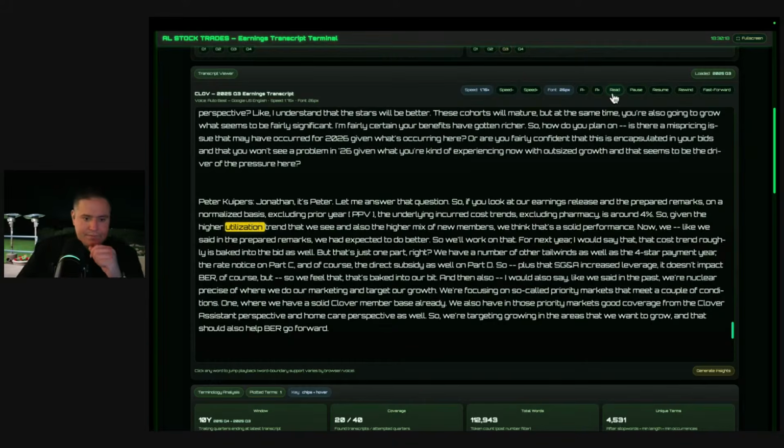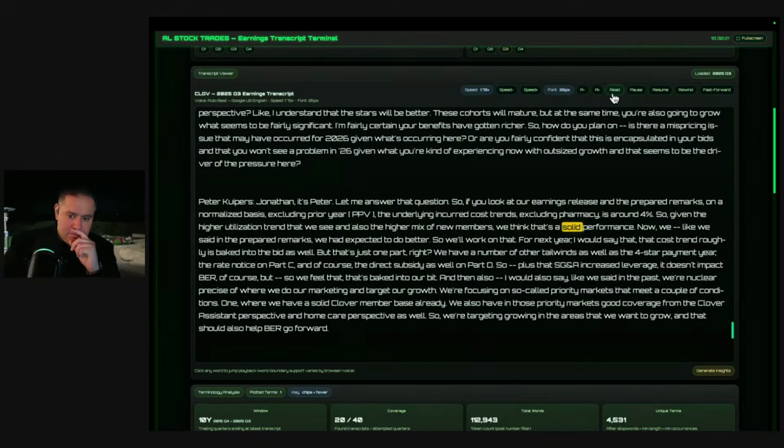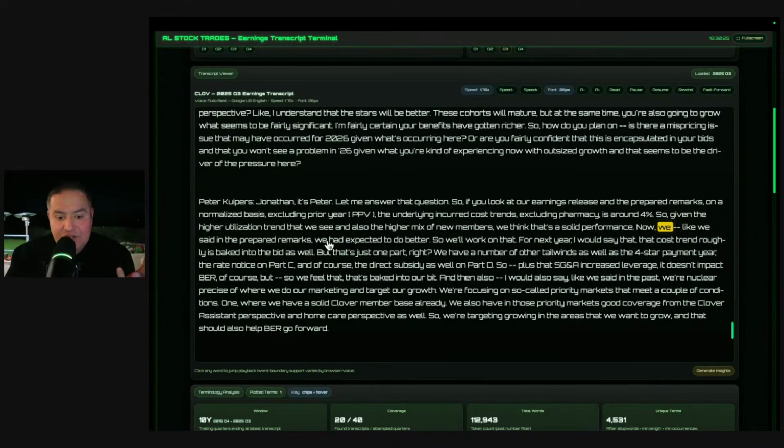So, given the higher utilization trend that we see and also the higher mix of new members, we think that's a solid performance. Now he's pretty much saying, given the higher utilization trend that we are seeing with the higher mix of new members, et cetera, that's pretty solid performance given it only went up 4%. So a lot of it came from Part D.